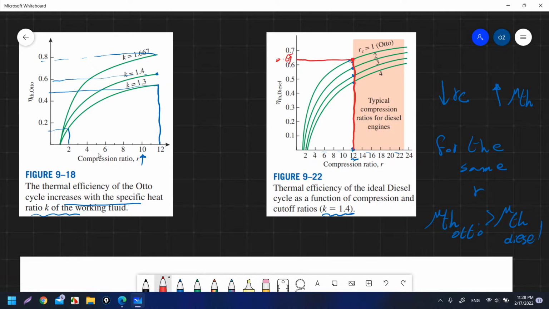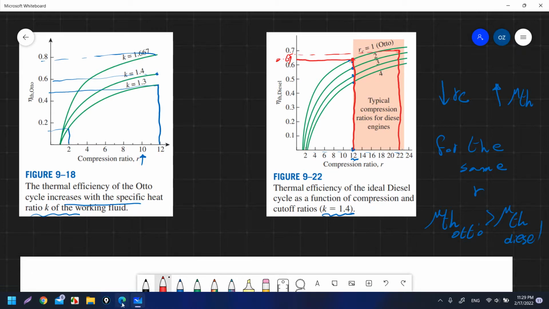But for the diesel engine, or the diesel cycle, I can use a higher compression ratio, for example 22, with a cutoff ratio of 1.2, 1.3. It will be higher than the Otto cycle. So the diesel cycle can give me an efficiency higher than the Otto cycle, because I can increase the compression ratio.